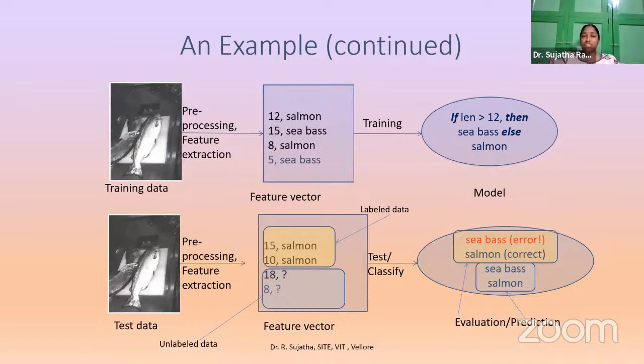So now a new fish is coming in, coming to the packaging section, and they need to check this. They'll be checking the length. If they're getting, like, 15, they'll directly classify it as a sea bass. So that's the testing point of view.